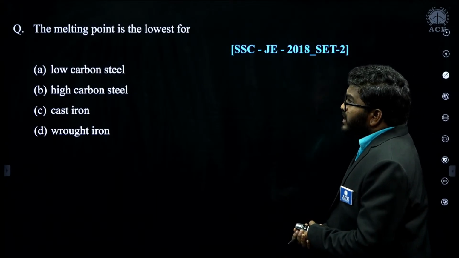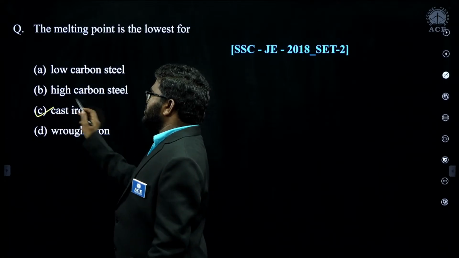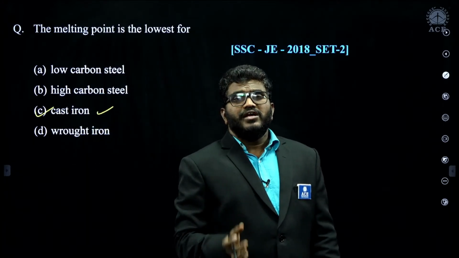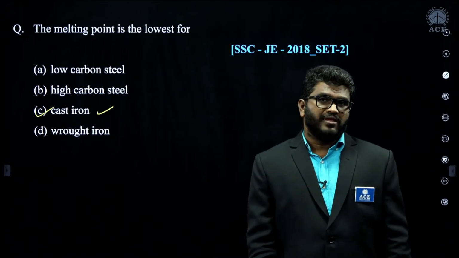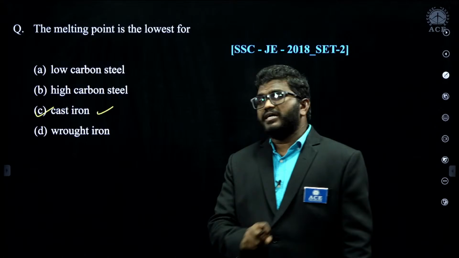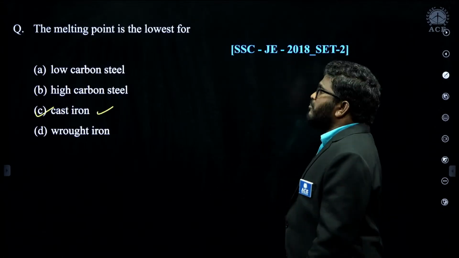Melting point is lowest for cast iron. Cast iron has a low melting point temperature. Because of that, cast iron is the most preferable material used in the casting process, because it has low melting point and high flowability.